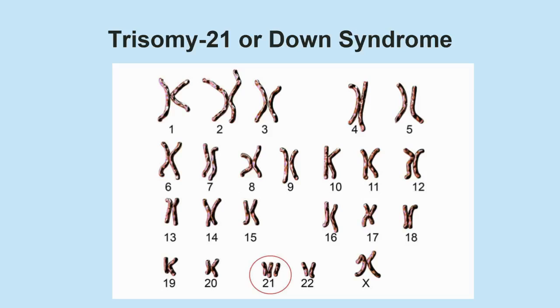So when this cell joins with a normal cell during fertilization, the baby has 3 copies of chromosome 21 instead of 2. It affects now the person's development and appearance.